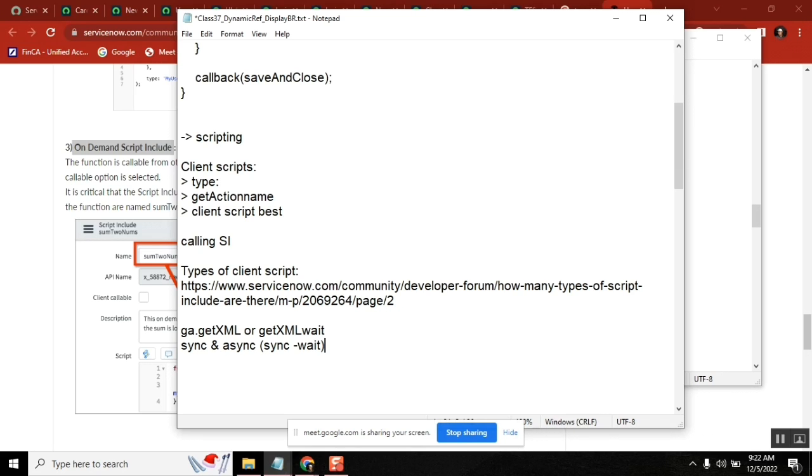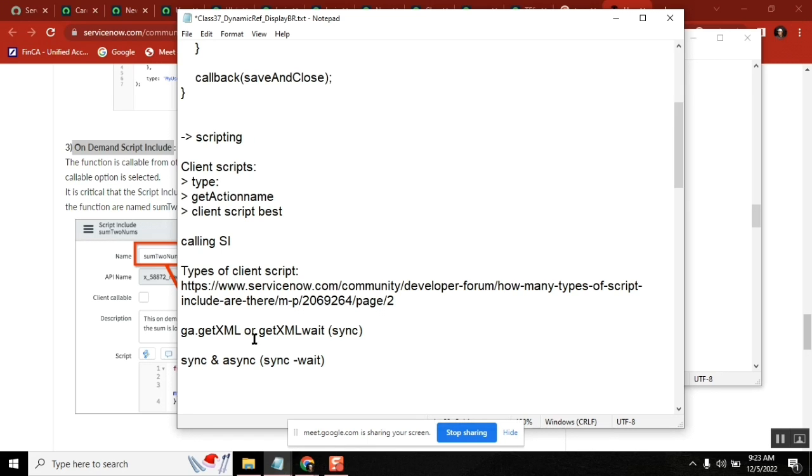Similarly, getXML, getXMLWait. In this particular one, which is synchronous, which is asynchronous? GetXMLWait is synchronous because wait is already there. So obviously getXML is asynchronous. Either way, remember one. This is the easiest way to remember. So this is one of the important questions.